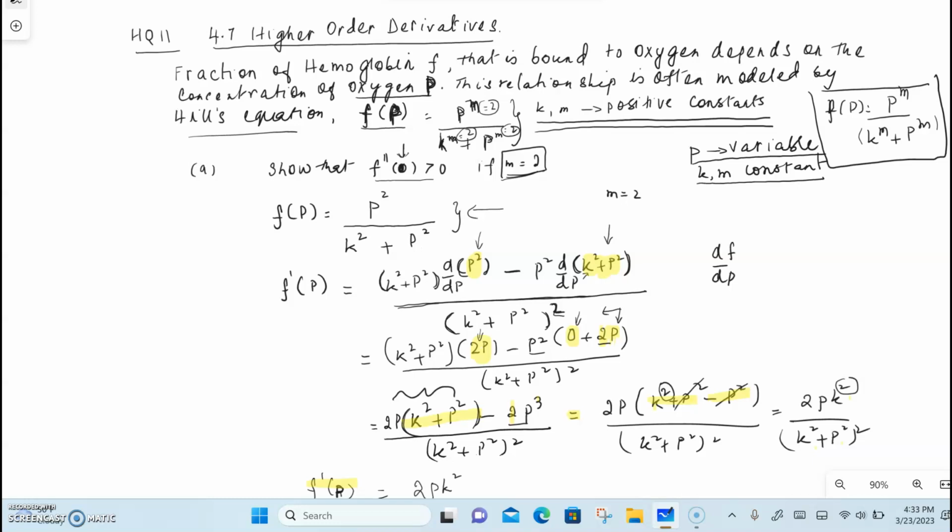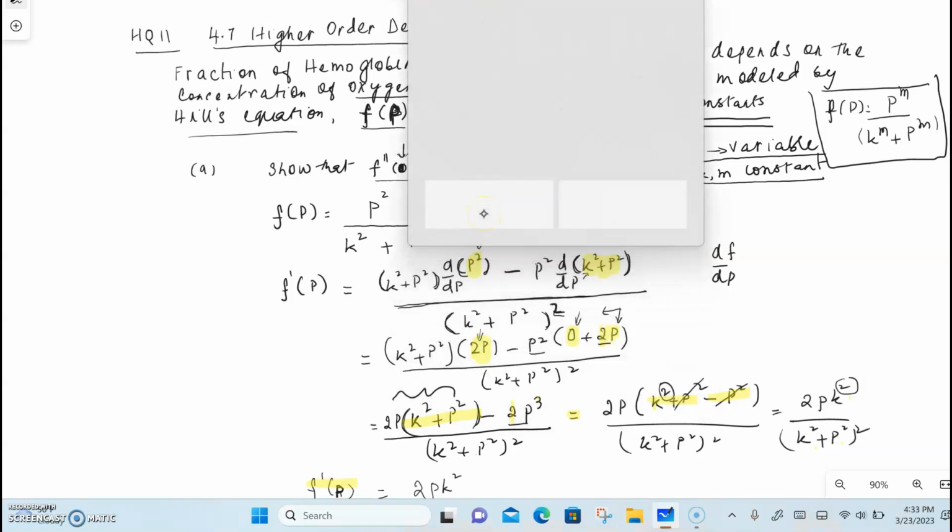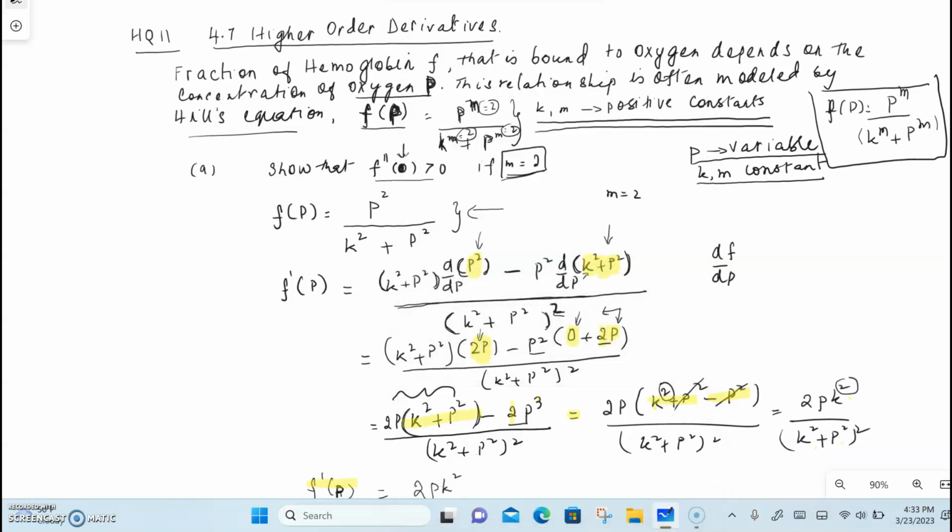Remember that p, the concentration of oxygen, is the variable, and m and k are positive constants. M and k depend on the species. So these constants are fixed depending on the species. Now suppose m is equal to 2. We're going to prove that the second derivative at the value p equals 0 is greater than 0.